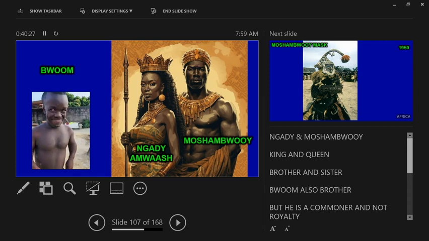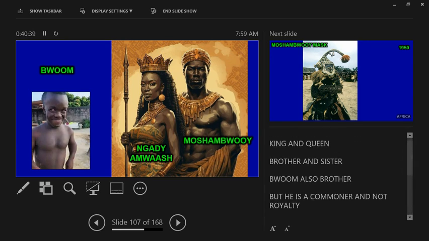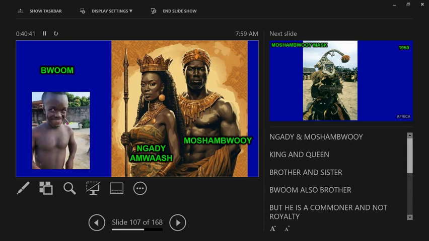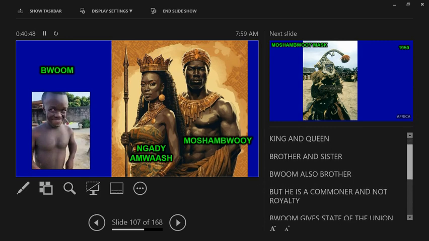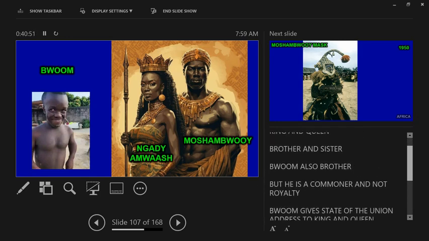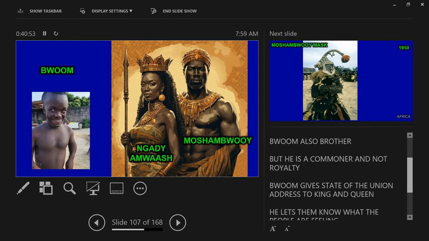The other brother is Boom, and he is deformed. He has dwarfism, and in the story, he's been called a pygmy, which is a slur. But Boom is also vying for the affection of Ngadi. Anyways, he is a commoner. He is not of royalty like the others are. And he gives the State of the Union address to the king and the queen.